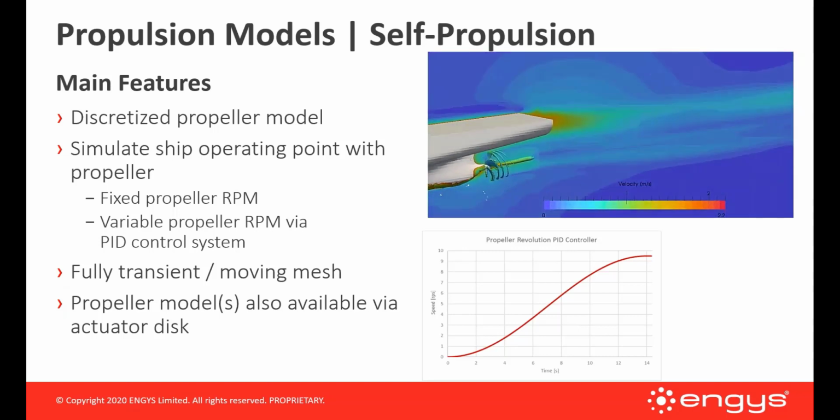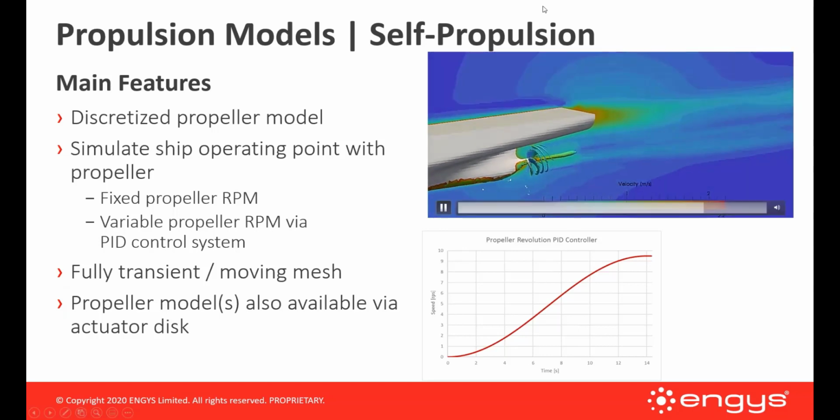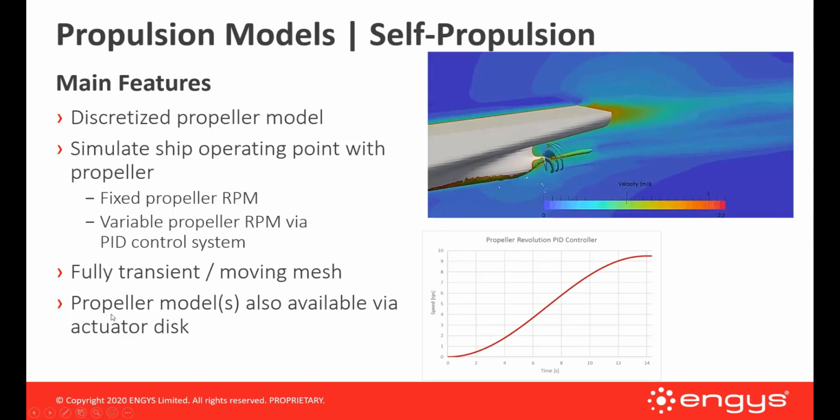So, for example, you can either fix the RPM itself, or you can apply the towing tank force for the skin friction correction, for example. And this requires, of course, as you can see here in this animation, a fully transient moving mesh. So not only the hull, but also the propeller in relative motion.